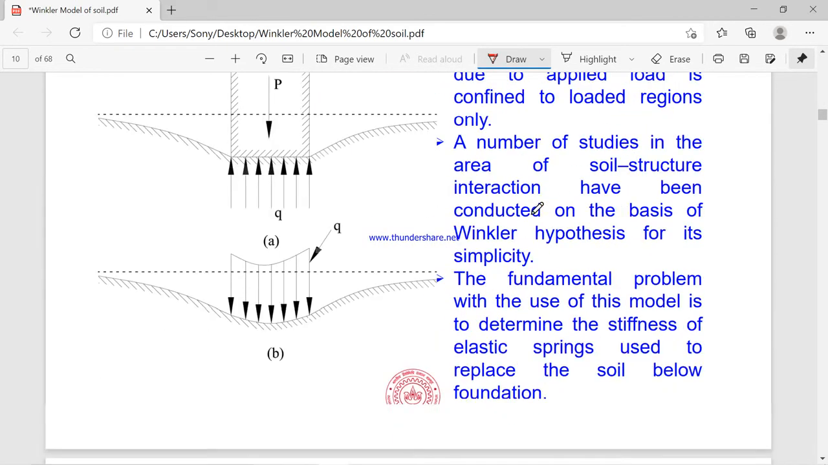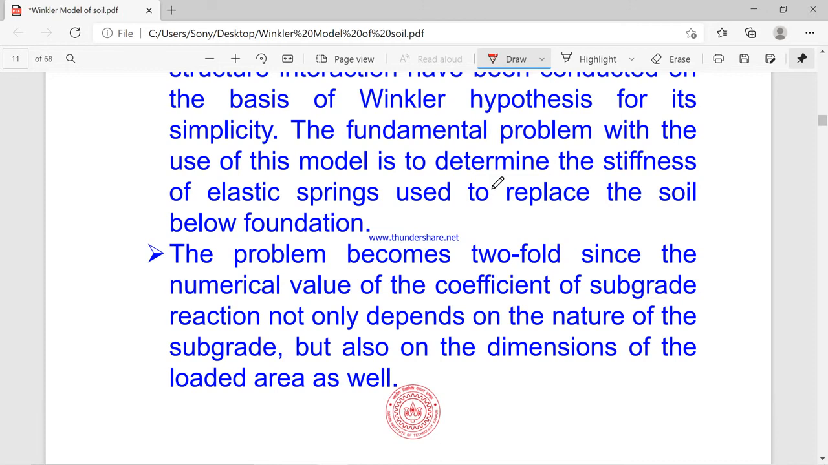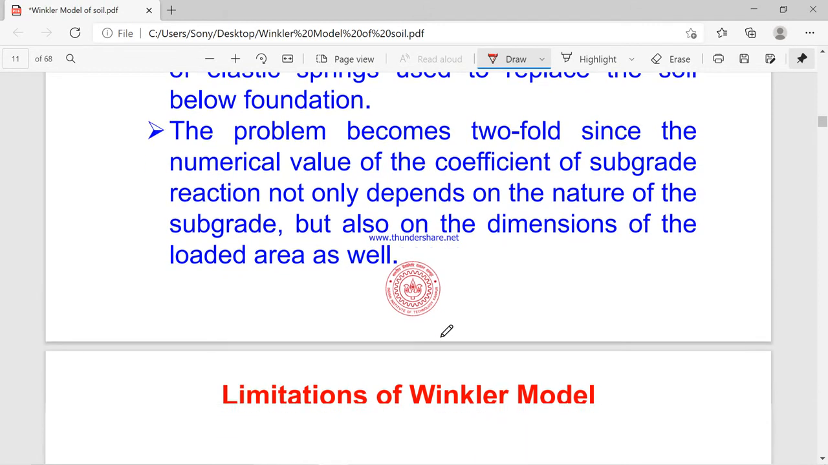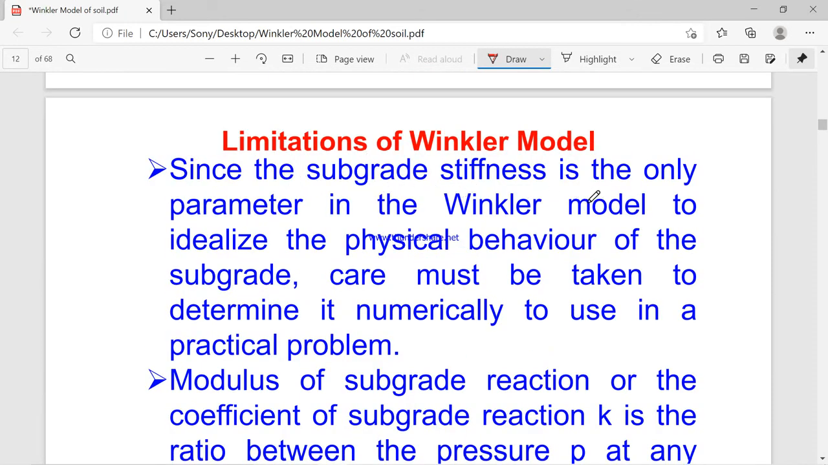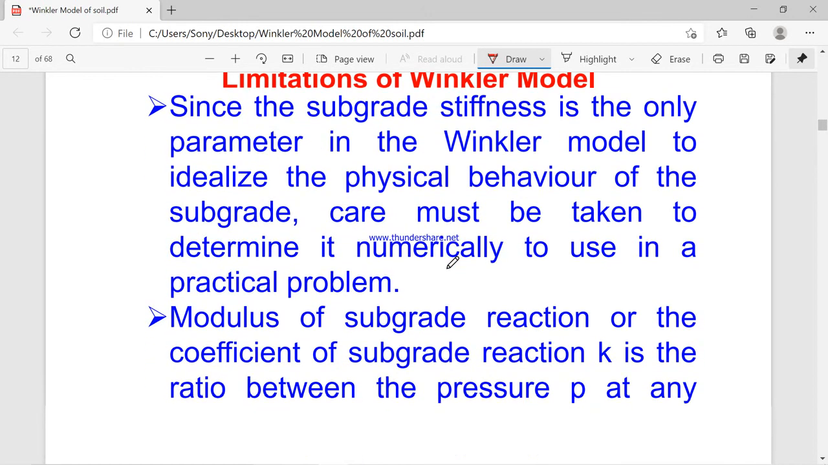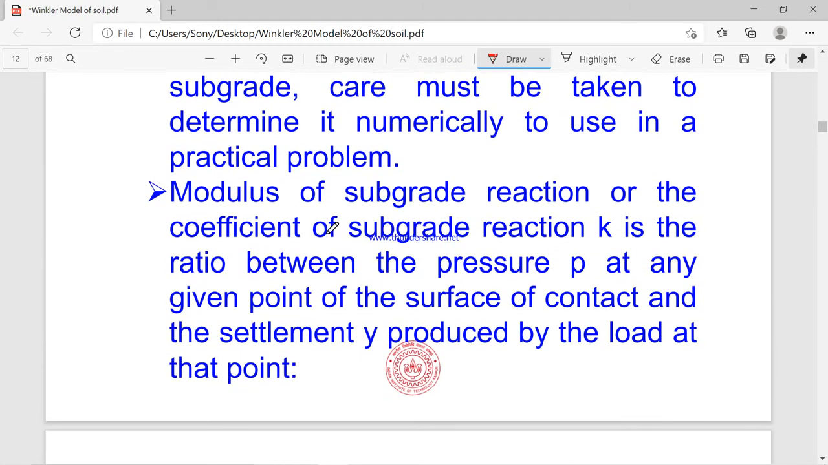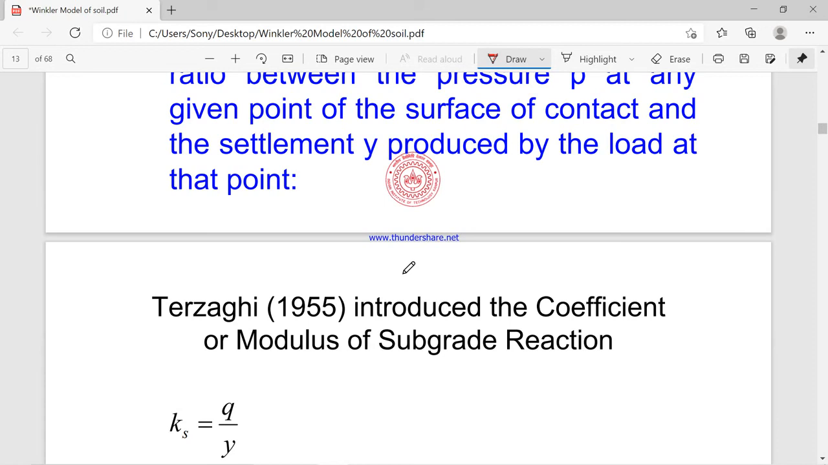The fundamental problem is to determine the stiffness of the spring. The problem becomes twofold, since the numerical value of the coefficient of subgrade reaction depends not only upon the nature of the subgrade but also on the dimension of the load. These are some of the limitations. Another thing is that since the subgrade stiffness is the only parameter of the Winkler model to idealize the physical behavior of the subgrade, care must be taken so that it can be used in a practical problem. Also, the modulus of subgrade reaction, or coefficient of subgrade reaction K, is the ratio between the pressure P at a given point and the surface settlement caused by the force.